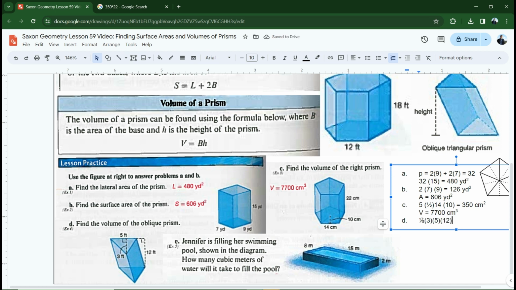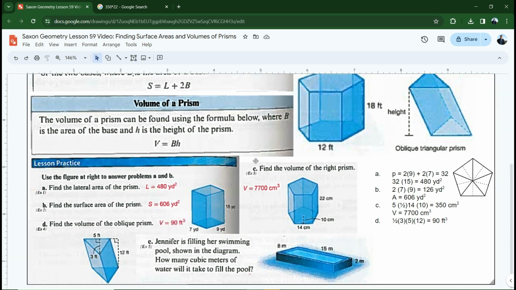1/2 times 12 is the easiest to multiply together. It's 6. 6 times 5 is 30. 30 times 3 is 90. This should give me a volume of 90 feet cubed. And let's just make sure we did that one right. 90 feet cubed confirmed.